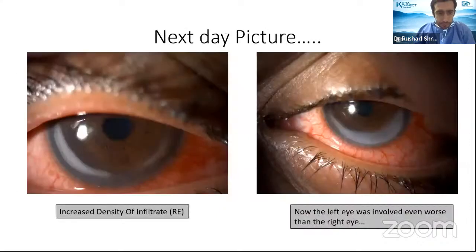Next slide, please. So the next day, to further enhance my fear and trepidation, what I saw was the left eye was now involved, and it showed a worse infiltrate in the right eye. And there was an increase in the density of the infiltrate in the right eye.